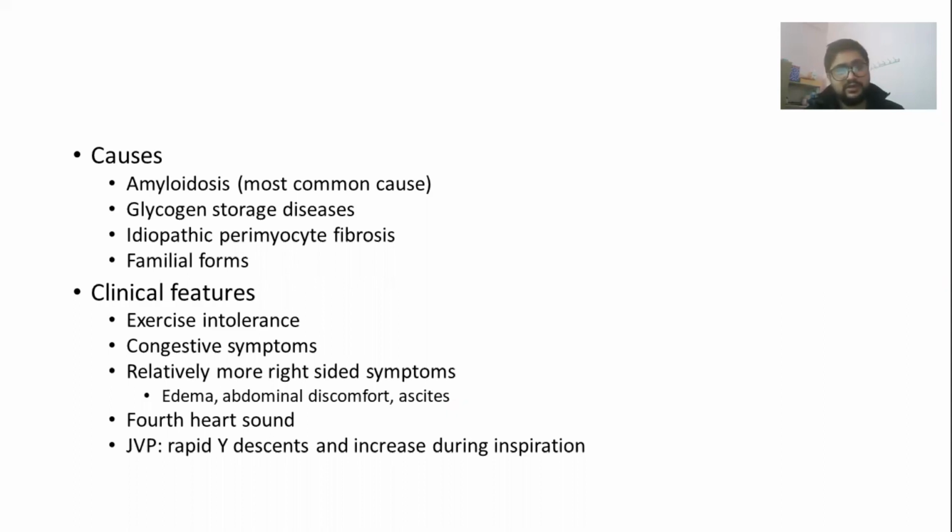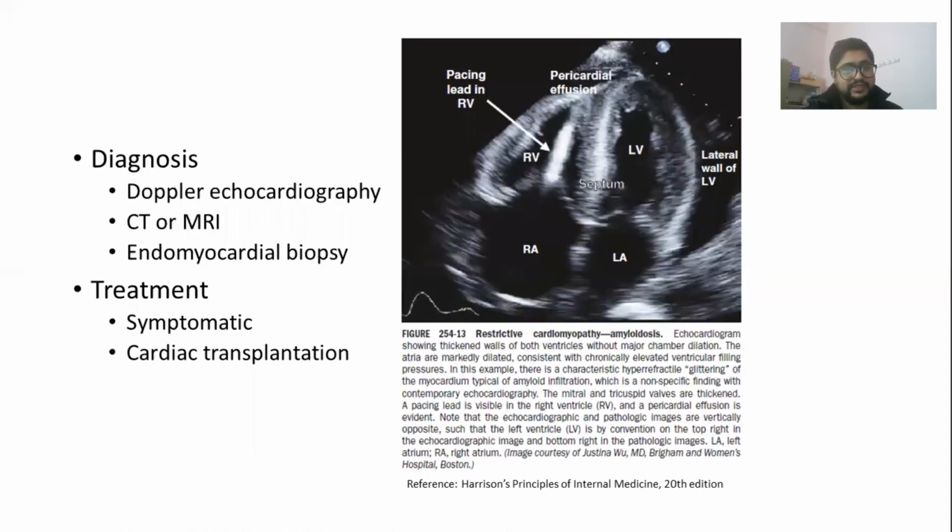And then, because the atria contract against the stiff left ventricle, there can be the presence of a fourth heart sound, and in the JVP there can be a rapid Y descent, and the JVP increases during inspiration. Diagnosis is made on echocardiography, and in some cases we might need to perform CT or MRI, and in some confusing cases, endomyocardial biopsy can be done to look for any infiltrations or to look for any typical histology suggestive of restrictive cardiomyopathy.